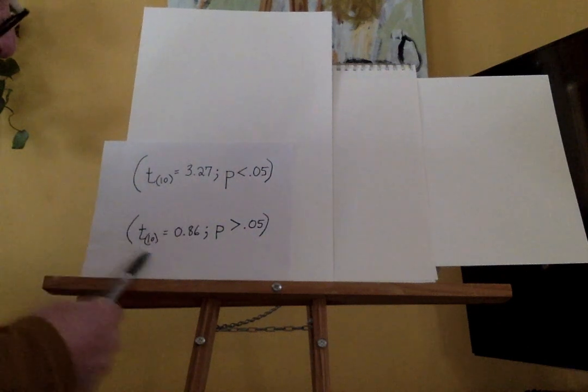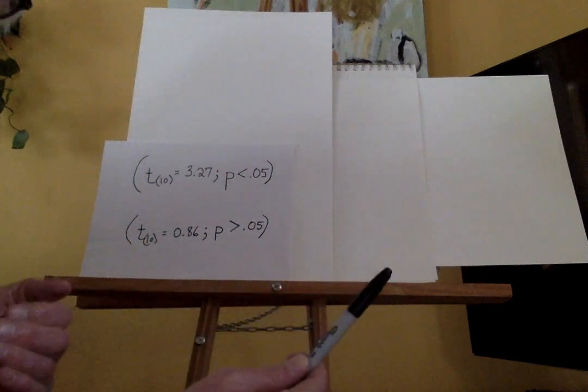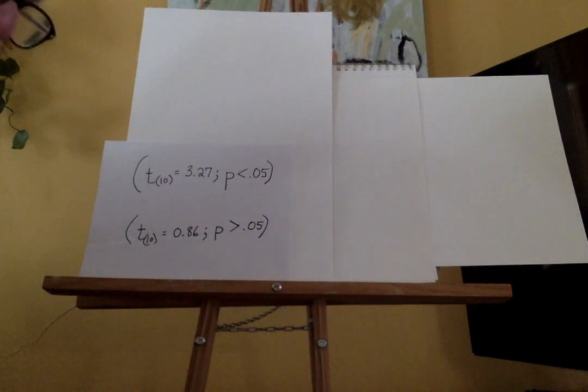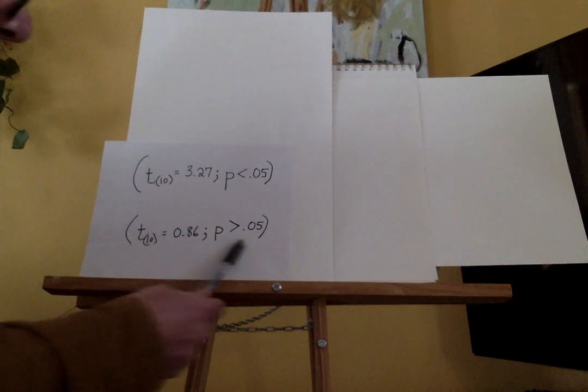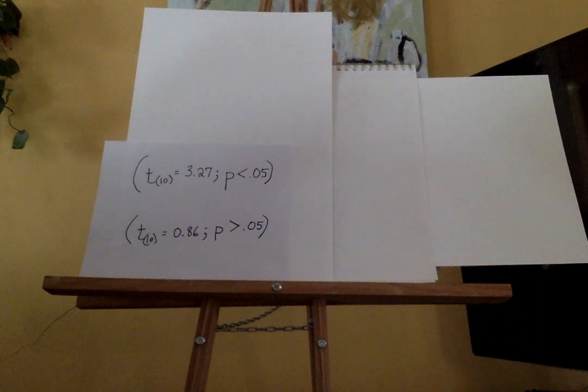If we end up having a t-value that does not go beyond our critical, that doesn't go beyond that 2.22 something or whatever, then we fail to reject the null. And that p-value then is greater than 0.05, okay?